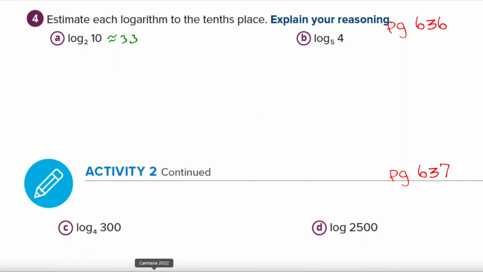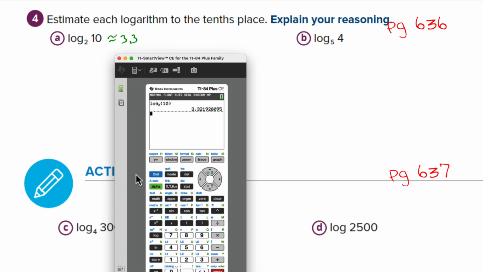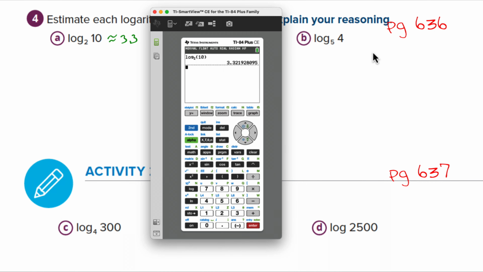All right, let's try the next one. The next one is log base 5 of 4. So it has to be less than 1, right? Because if we have 5 to the first power, then it equals 5. But this is only 4. So let's try that out.